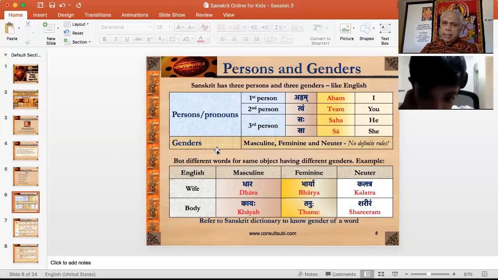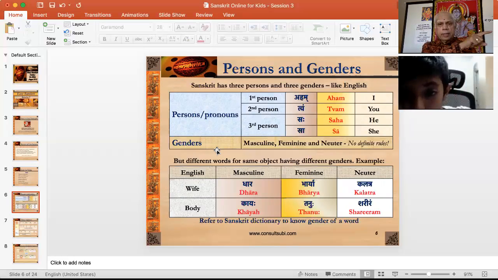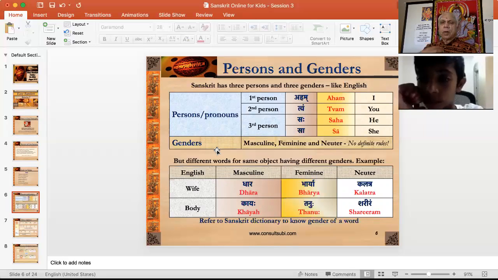Now, Sanskrit has 3 persons and 3 genders like you have in English. The first person you say I. The second person you say you. And if there is a third person, we say he or she. We point somewhere else is the third person. So I, you, and he or she. So you have 3 persons.